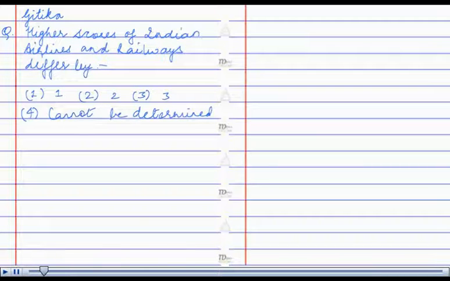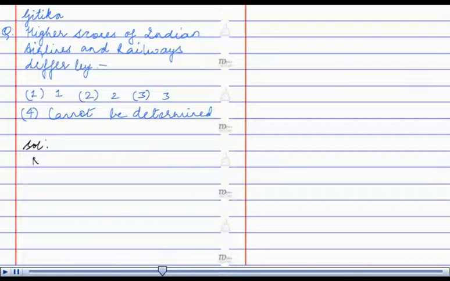The question is, higher scores of Indian Airlines and Railways differ by? Solution. From condition 2, which says in the question the difference between the Indian Airlines higher score and the Railways higher score was 1 more than the difference between the Railways lower score and the Indian Oil's lower score.